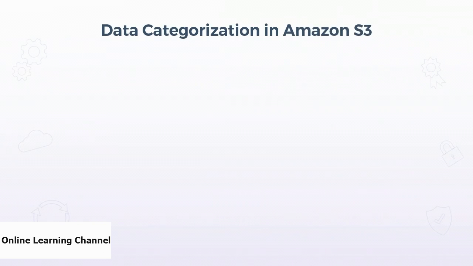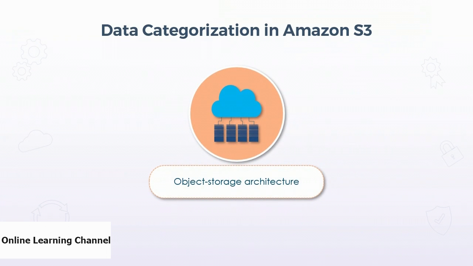In this video, we will learn about categorization of data in Amazon S3 using buckets, partitions, and tags. S3 uses an object storage architecture where a unique key value is assigned to each object. Each object can be up to 5 TB in size and is stored in one or more storage buckets. Before uploading any object, such as a picture, document, video, or audio, users need to create an S3 bucket in one of the AWS regions.